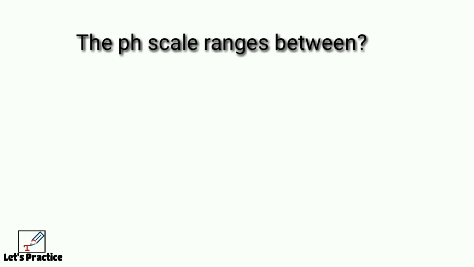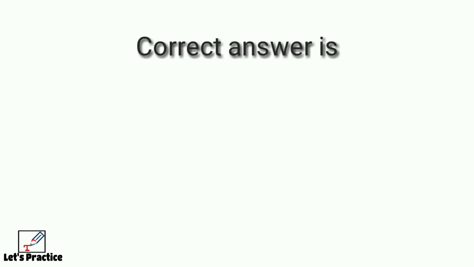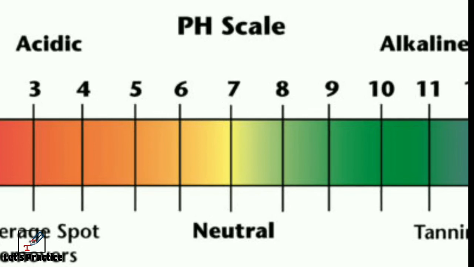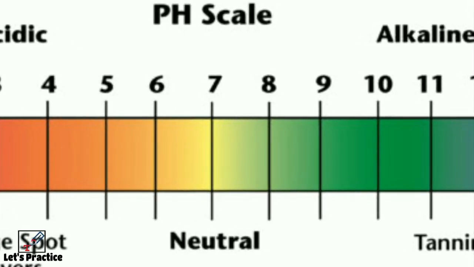The pH scale ranges between option A, 0 to 7; option B, 8 to 14; option C, 0 to 14; option D, 1 to 14. Correct answer is option C. The pH scale measures how acidic or basic a substance is. The pH scale ranges from 0 to 14.